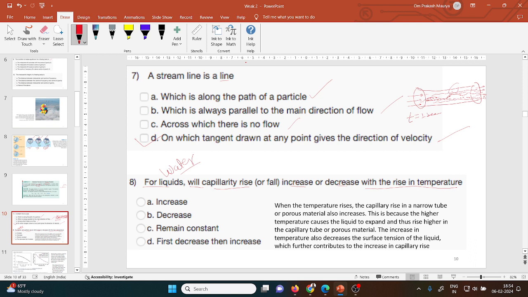Because here lots of concepts are there in this question. So please read and correlate. You can physically correlate how the capillary rise relates to surface tension and density. Then you comment on this question: option A, increase; option B, decrease; remain constant; first decrease then increase. This is a very important question, question number 8. So please, I need your comment on that.